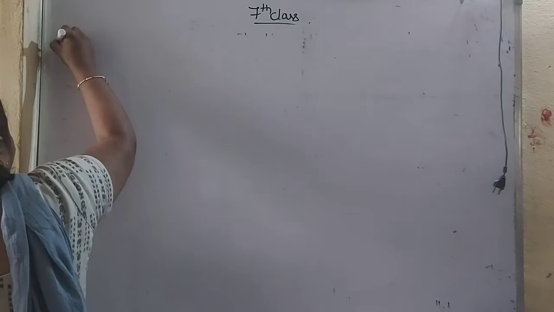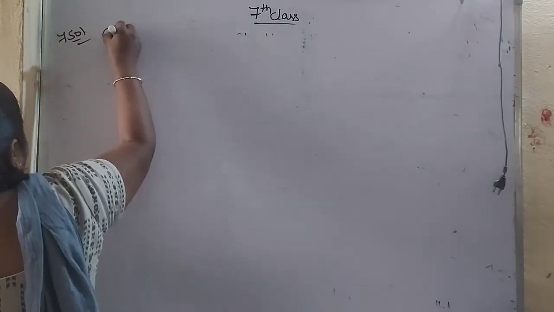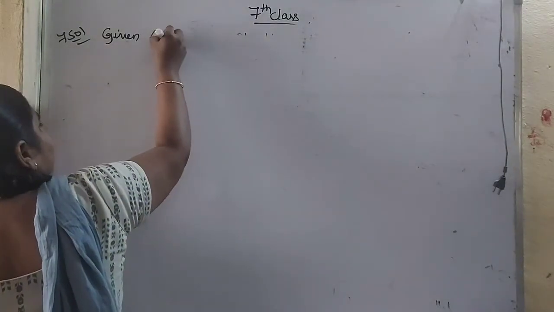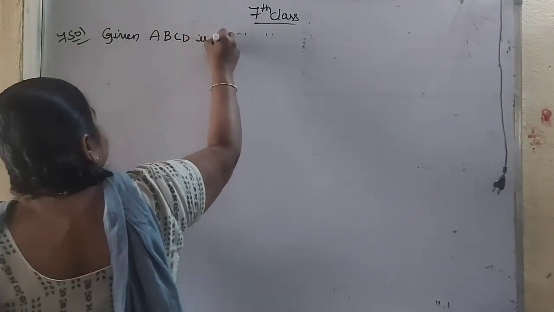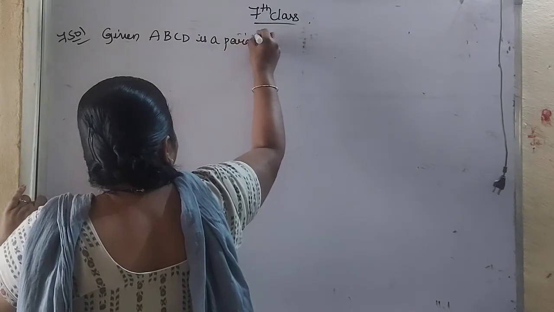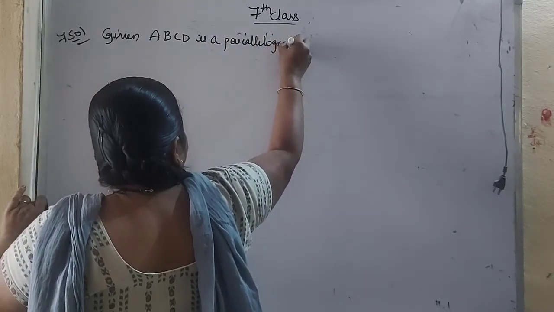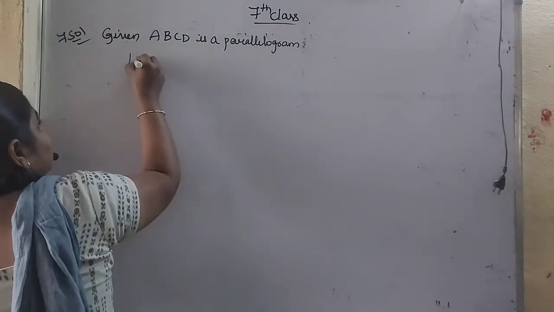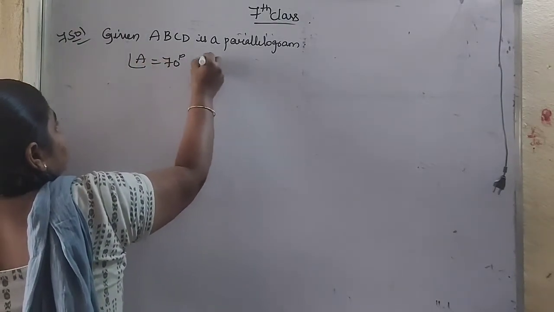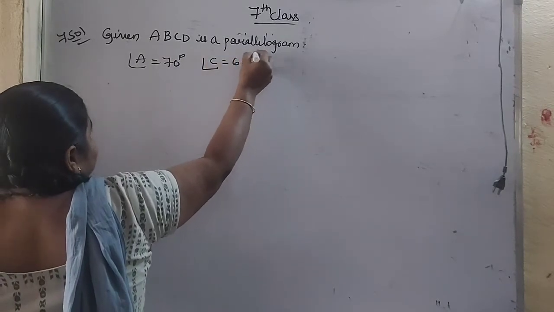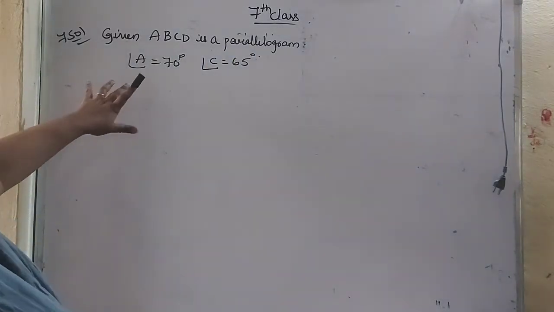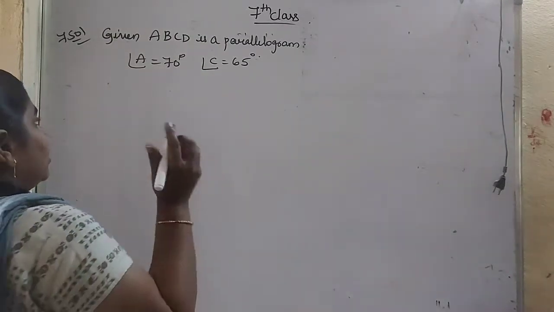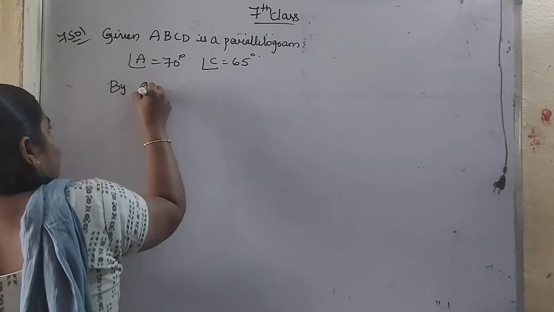So this is the seventh solution. Given, ABCD is a parallelogram, we know that, and angle A is equal to 70 degrees, we know, and angle C they have given as 65 degrees. Whether by using these two angles a parallelogram will be formed or not, we have to check.